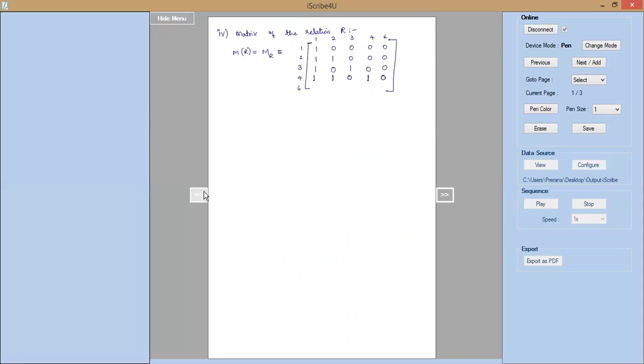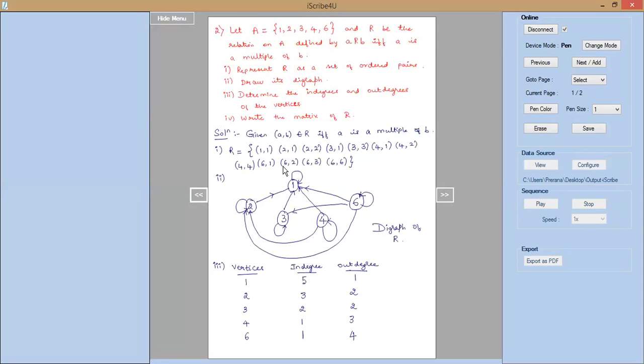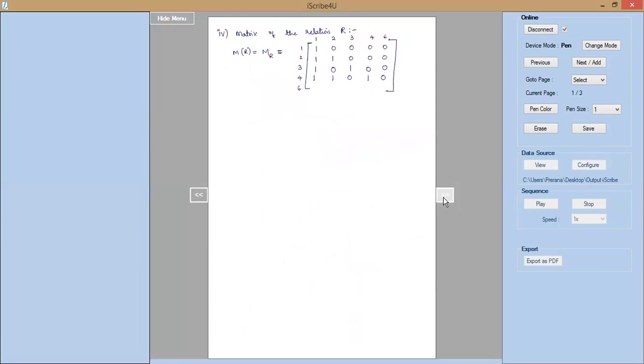And finally, starting with 6, we have 6, 1, 6, 2, 6, 3, 6, 6. The element 6, 4 does not exist in the relation R, so 0 here. So this is how the matrix of a relation can be written. Hope you have followed this problem.